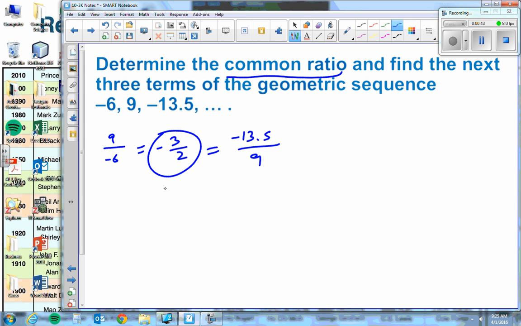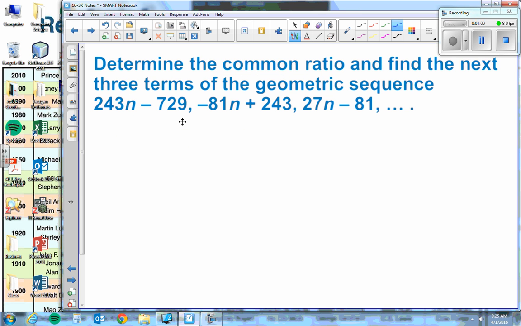It also means, by the way, if I were to do the first term times that common ratio, well, look, what do I get? -3 there, so 9. If I did 9 times -3/2, I'd get the -13.5 and so forth. So that's how you generate a geometric sequence.